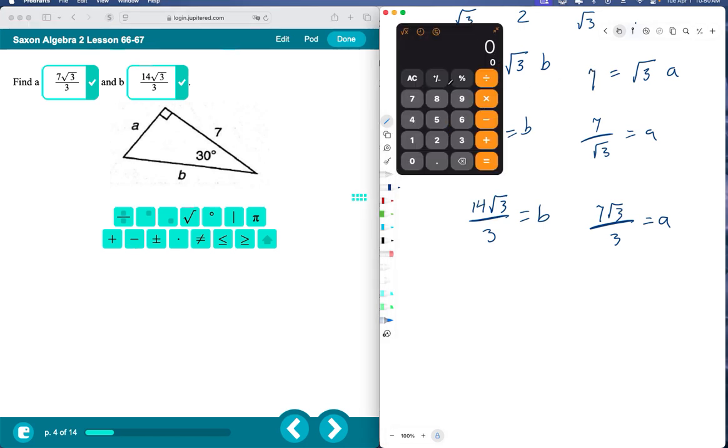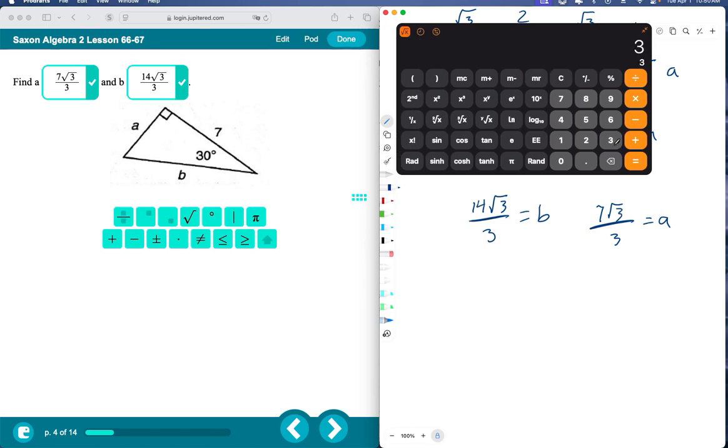So let's see. 14 times the square root of 3 divided by 3 equals 8.08. Look at that. We were right. It just wasn't in the right format. So this is the same thing that we had before for b. For this one right here, we said it was 8.08. So let's look at the other one. We've got 7 times the square root of 3 divided by 3, which would have been the square root of 16 point whatever. So we were right, it just was not in the format that the system wanted it.